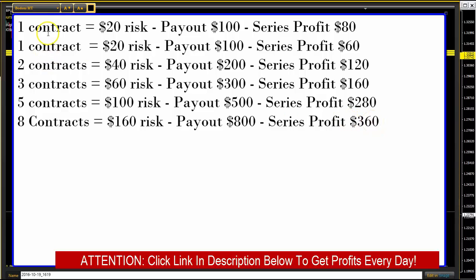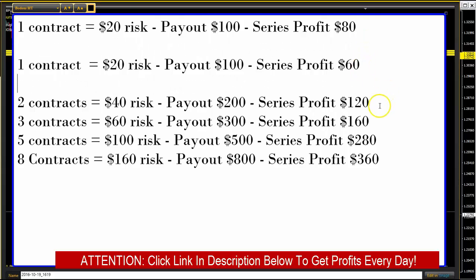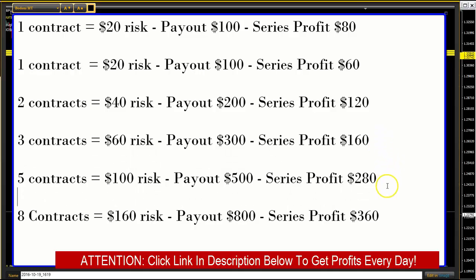So you've got 6 tries here to make a profit. Each time that you are attempting to make a profit, your profit potential grows as well as your risk. Your risk will grow. So let's talk about risk versus profit potential. On the first one here, your risk is 20 to try to make 80.